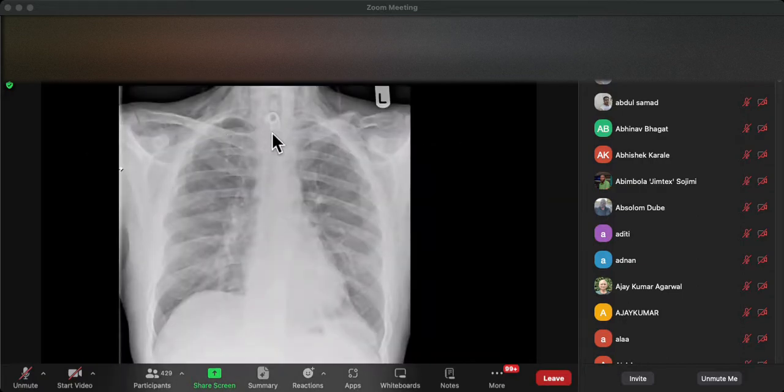Pneumomediastinum in a patient with a tracheostomy. So there's the mediastinal line. So the parietal pleura has been stripped off the mediastinum. There's gas in the supraclavicular fossa. So this is a patient with pneumomediastinum.